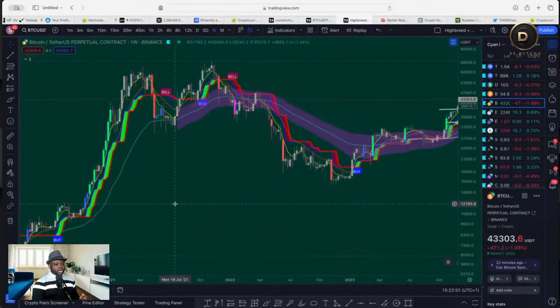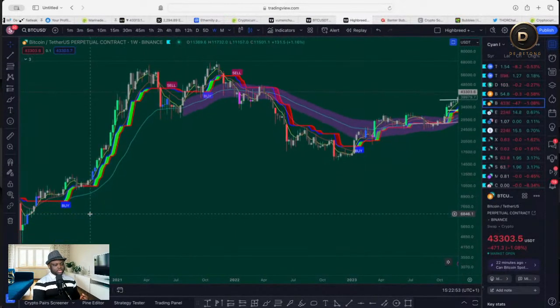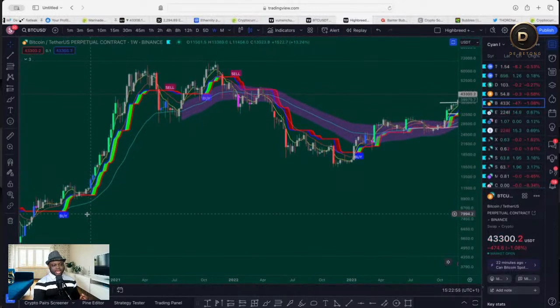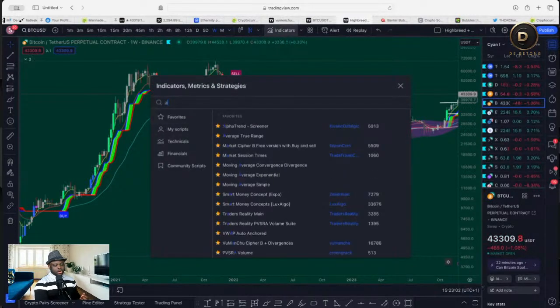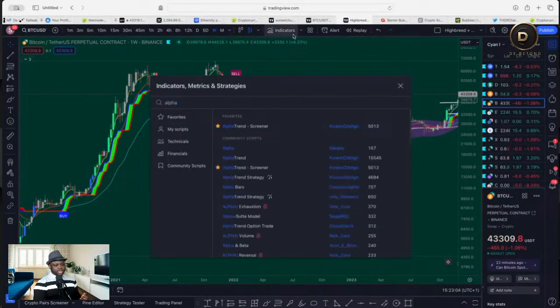You can see here the signal was given on the weekly time frame by this other indicator. This is the Alpha Trend. To get the Alpha Trend, just go and search for Alpha Trend Screener by Kivanc or Bilix kit, I don't know the name. It has 5,013 at this point in time. So you can start it and click it also. With that one, you don't have to change anything, just leave it the way it is.